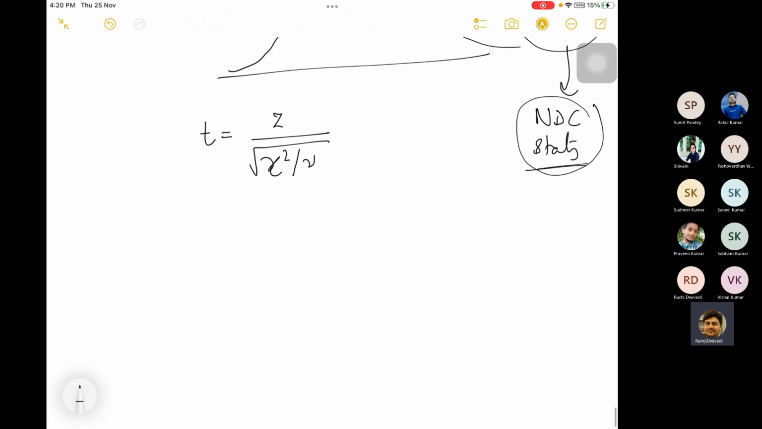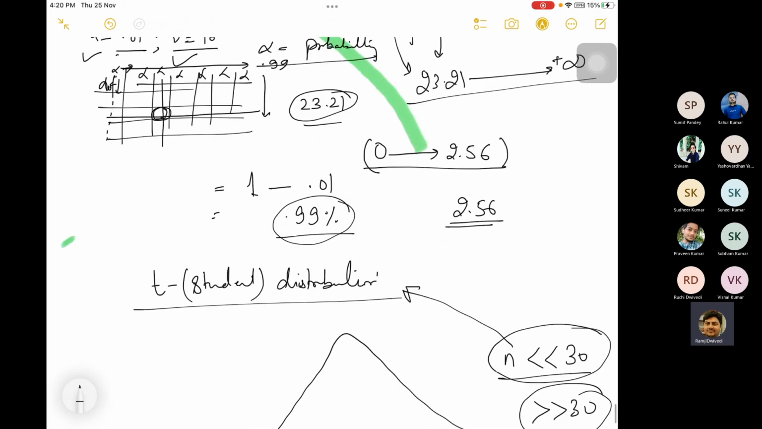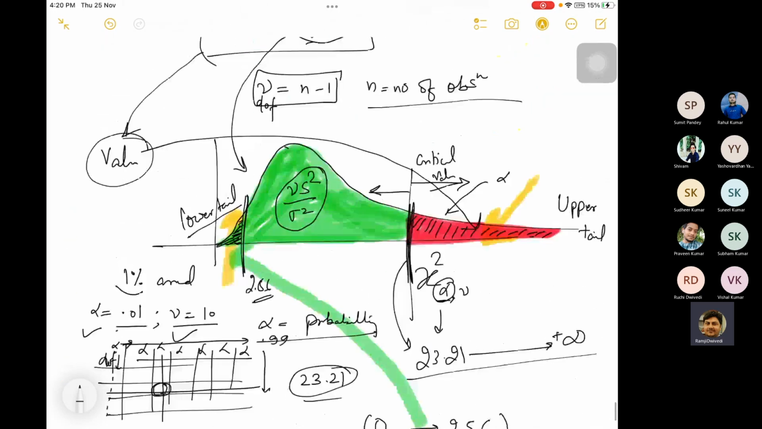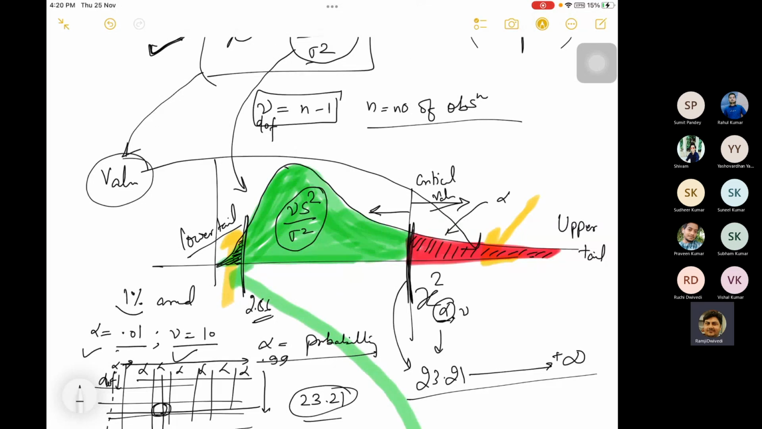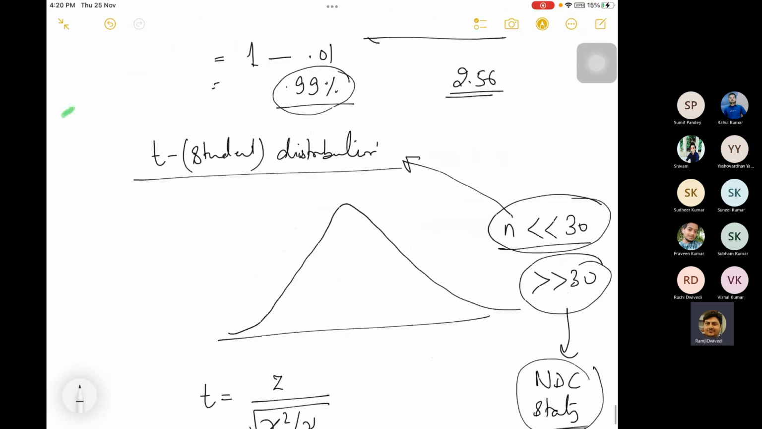It is a symmetric curve, so whatever happens in the upper tail would be exactly reflected in the lower tail. But the previous chi-square distribution is asymmetric. Please remember these two figures. This is an asymmetric figure, which I intentionally drew like this. This is symmetric, so whatever happens in the upper tail will also be the same in the lower tail.